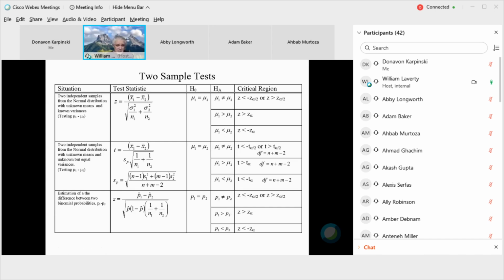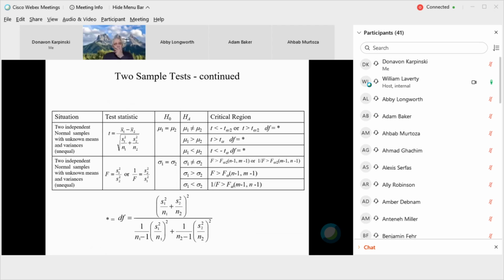Here's the tests for testing whether two proportions are equal. P1 hat and P2 hat are the proportions for sample 1 and sample 2. P hat is the proportion when you combine the two samples, and that's an estimate of the proportion if you did assume P1 was equal to P2. Critical region comes from underneath the standard normal distribution.